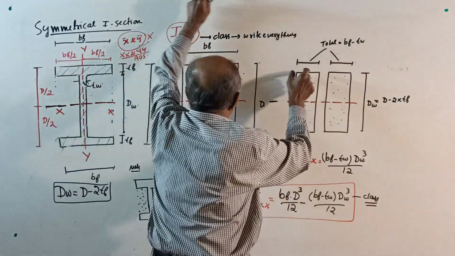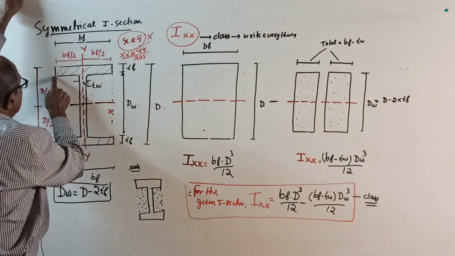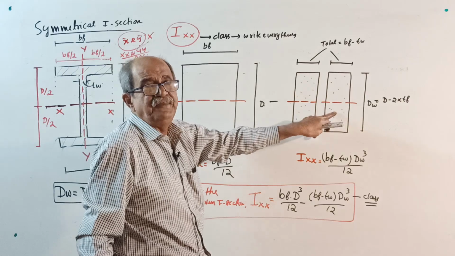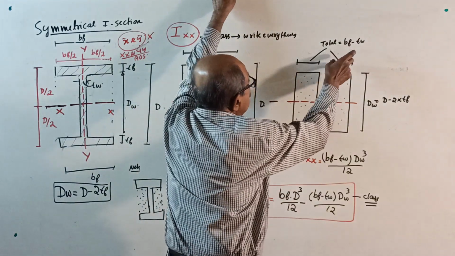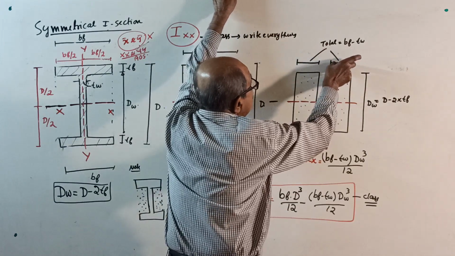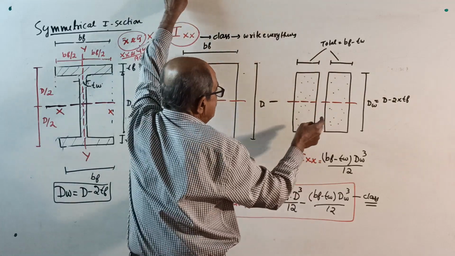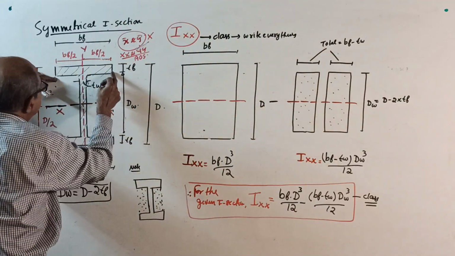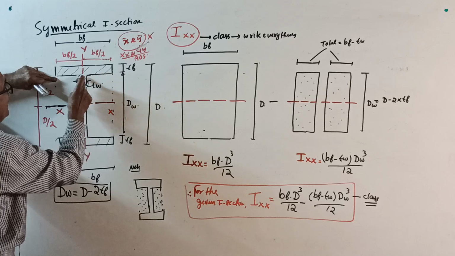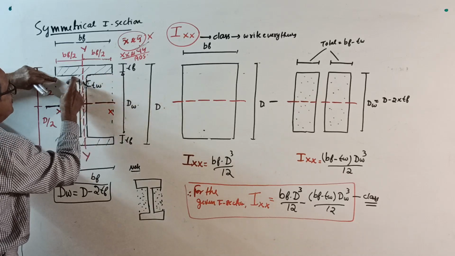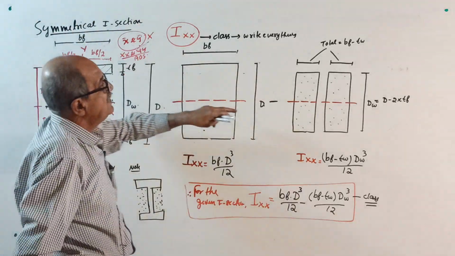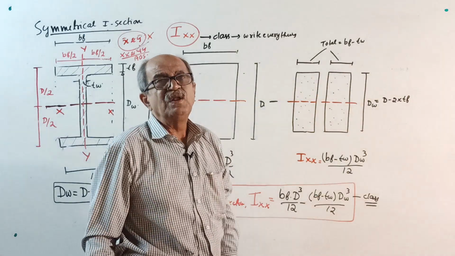So do one thing: take this empty rectangle and this empty rectangle together, the two empty rectangles, and write the total sum of their widths. The full width is BF, TW is still there, and the empty portions are this one and this one. The two empty portions together equal BF minus TW. If this is not clear, better not study anything.